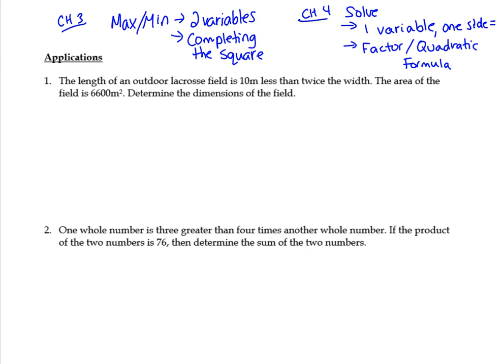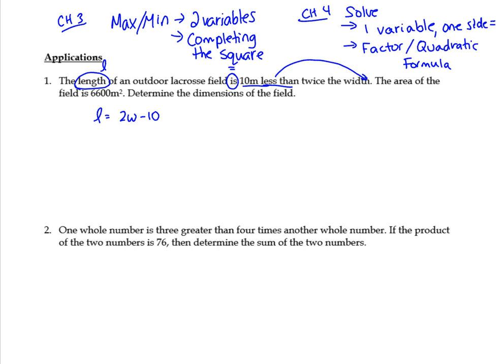The length of an outdoor lacrosse field is 10 meters less than twice the width. Okay, write that equation. Let's use L and W. So length, what do you want to use for length? L? What is in math? Equals. So length equals, how would you write 10 less than twice the width? 2W minus 10. Whenever you have less than, it actually goes after what follows. So 10 less than twice the width, we get 2W minus 10. Okay? That's your first equation.